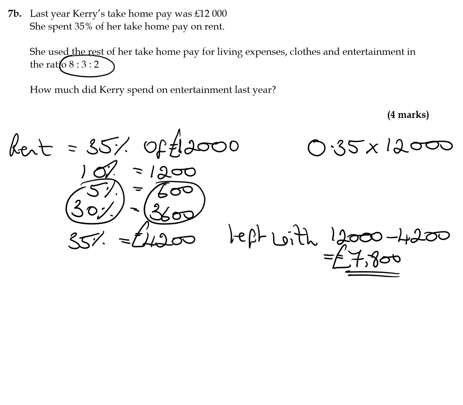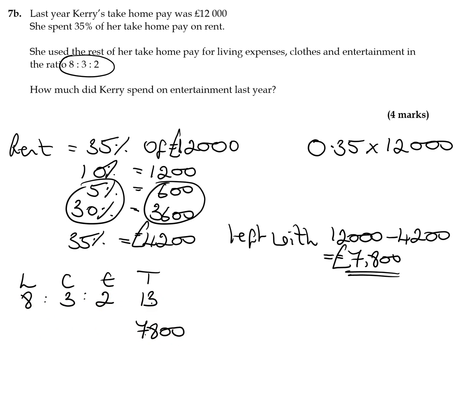Okay, so again, whenever we've got a ratio question, always do a table: living expenses, clothes, entertainment, and we know their ratio is 8:3:2. I would always suggest you put a total column, so 8 bits, 3 bits and 2 bits is 13 altogether. Now we know the total amount of money she's got to spend is 7,800. So what we're looking for is, how do I make this bigger to make it as big as 7,800, and do the same for these three over here.